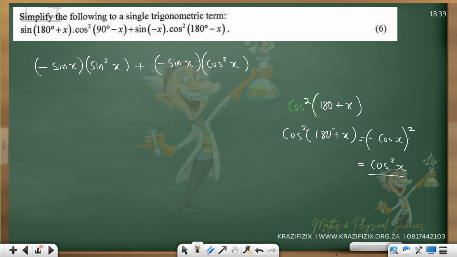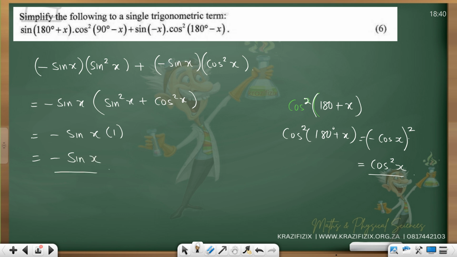Yes, I was correct. Why are you bringing in cube? What do you notice is common? It's the way you were writing. What do you have? Sine squared x. Given negative sine x.